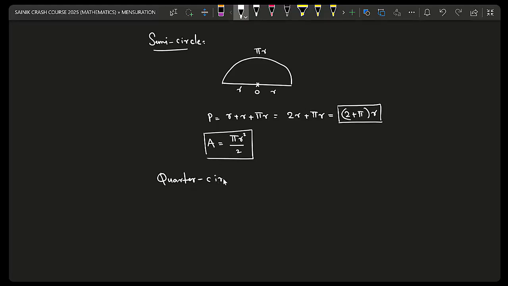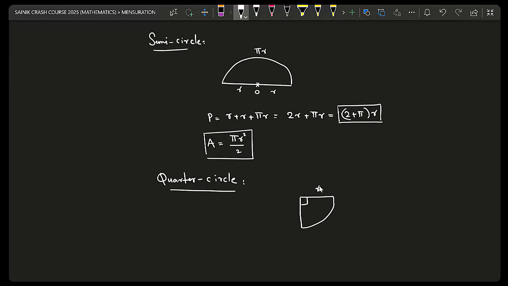What is a quarter circle? It is the fourth part of a circle. You take a full circle and divide it into 4 equal parts, so each part is called a quarter circle. So this is a quarter circle, and the angle here will be a right angle, because 360 degrees divided by 4 gives each angle equal to a right angle.